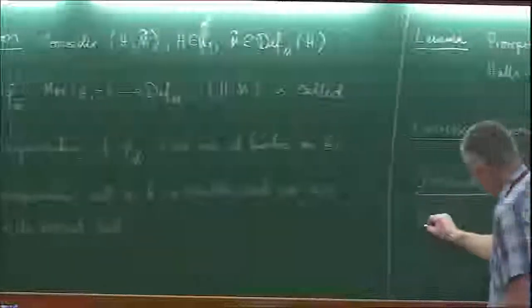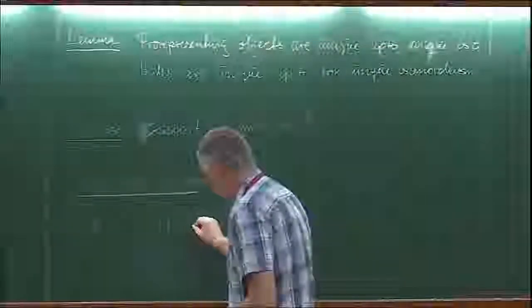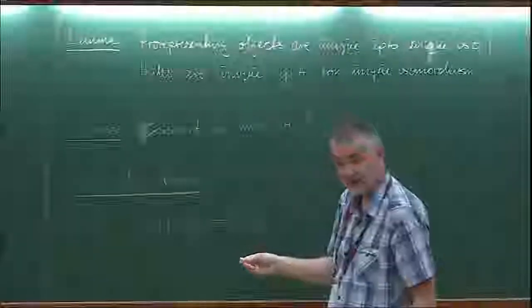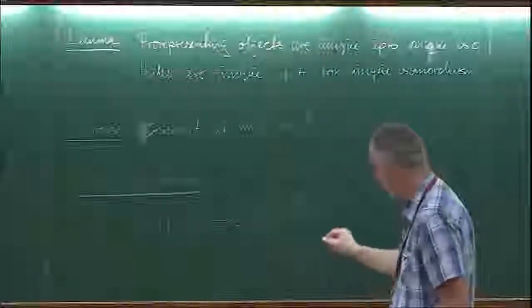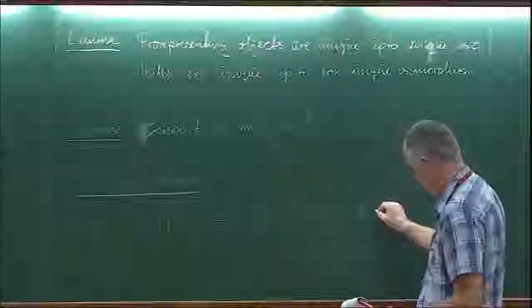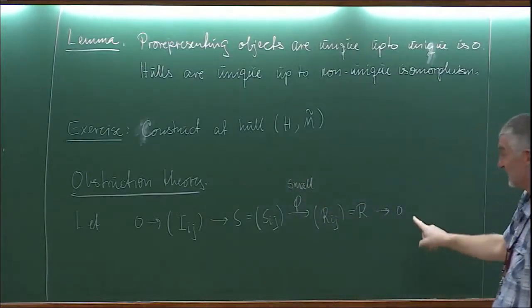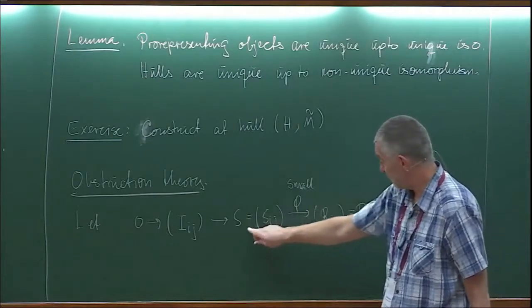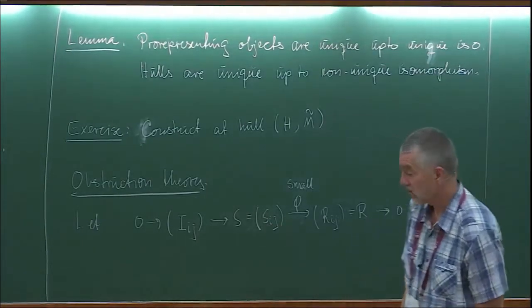So I can write the sequence and comment on it afterwards. 0 to I, ij, big I, ij, into S, which is an element in AR, does it look like Sij? And it maps by some phi, a small morphism, to Rij, which is then some other ring R, which is equal to 0, and this is small. Okay, so I have a small morphism. Take any small morphism from S to R, then I have a kernel, ij. So this ij is just the kernel of this.